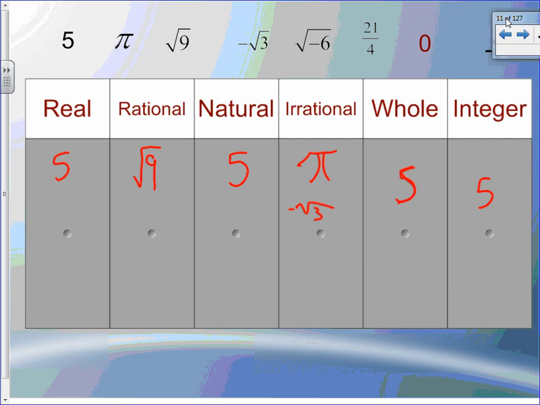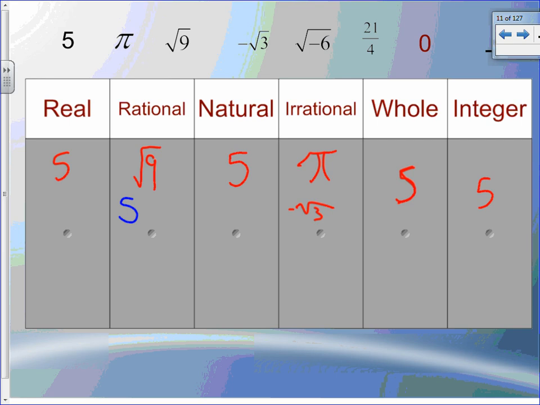So, bringing it together, let's take a look at 5. 5 was identified as being real, natural, whole, and integer. Is there anything you disagree with about 5, or would you add 5 to any one of these sets? Isaac? Okay, so we would add 5 to rational, because 5 can be written as a fraction, 5 over 1.